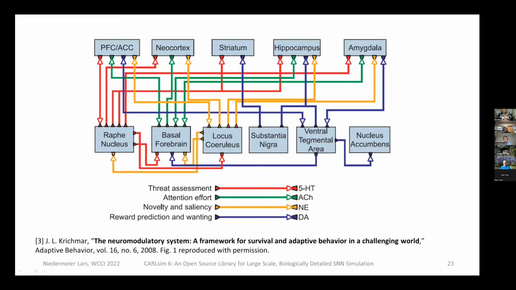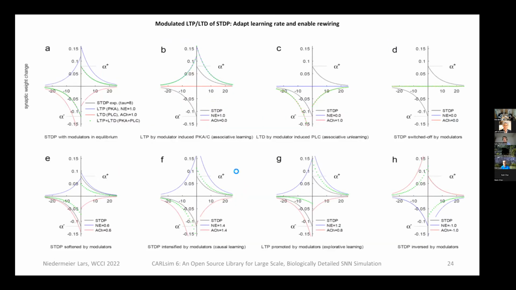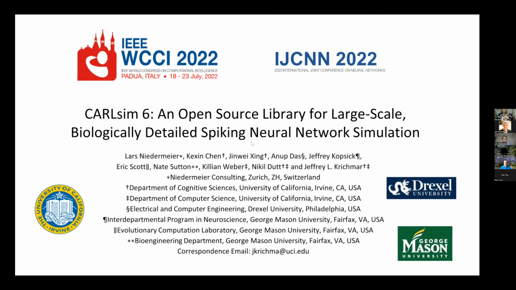Yeah, to start with CARLsim, a little bit of background. There was a very important paper which describes a neuromodulatory system. And this effectively was the initiator to do a CARLsim 6 development, which is essentially the implementation of those 4 neuromodulators that implement this neuromodulatory system.